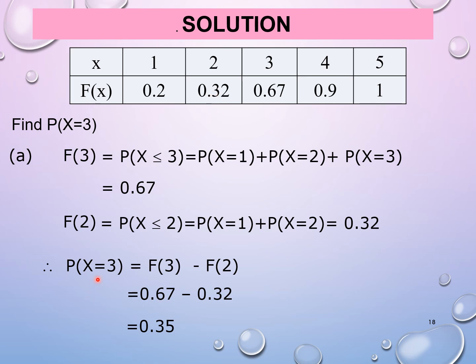And probability x equal to 3. So probability x equal to 3 means that F3 minus F2, where you already get the answer: F3 is 0.67 and F2 is 0.32. So the answer is 0.35.